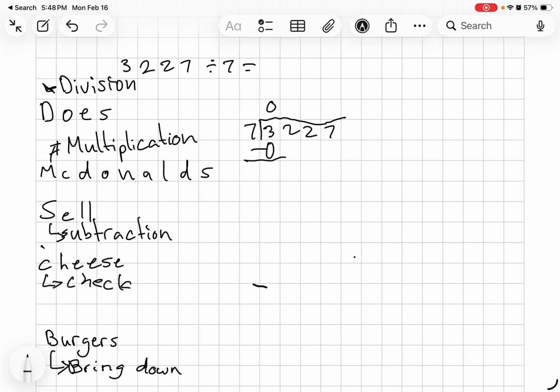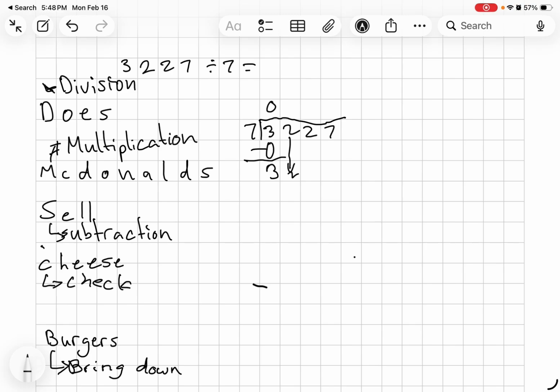And then we subtract. We get 3. Then we check. Is 7 greater than 3? If 7 is greater than 3, then we get to bring down the next digit.